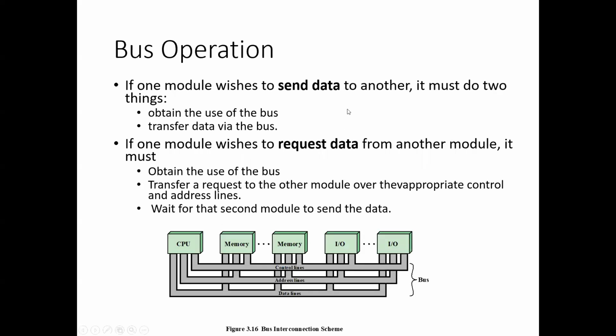So if one module wishes to send data to another, it needs to do two things. One is obtain the use of the bus through the control signals, and then transfer data via the bus. If one module wishes to request data from another module, it needs to obtain use of the bus, transfer a request to the other module over the appropriate control and address lines, and wait for the second module to request control of the bus and send that data.